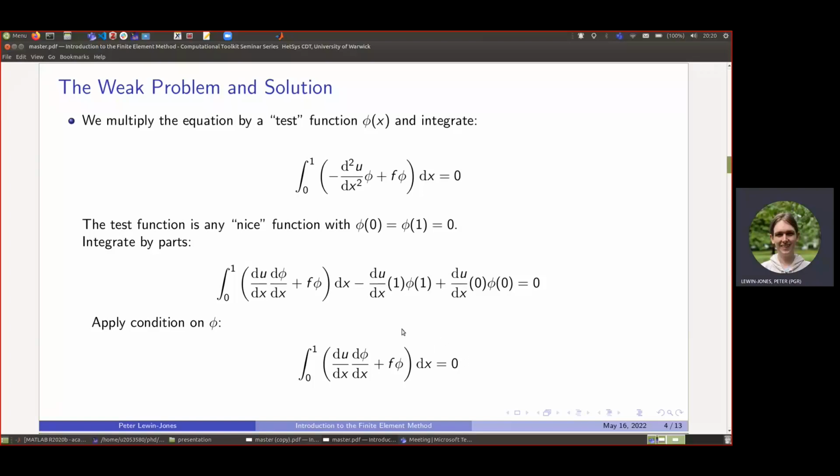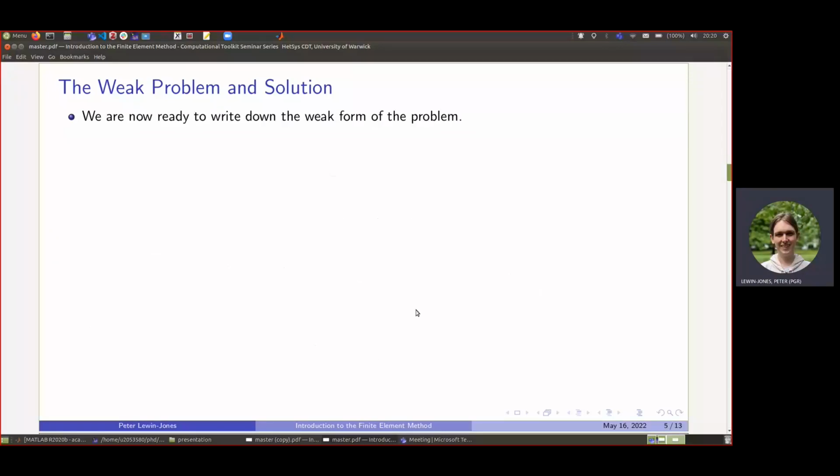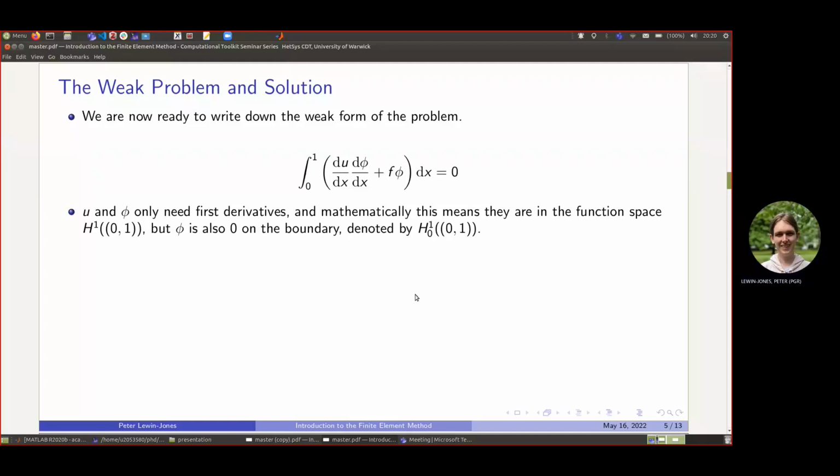And we have that now this integral is equal to 0 for this test function. So we can now write down the weak version of the problem. So we have this integral being 0, and this was for a general test function. And we'll note now that in the way we've integrated by parts, u and phi now only need first derivatives.